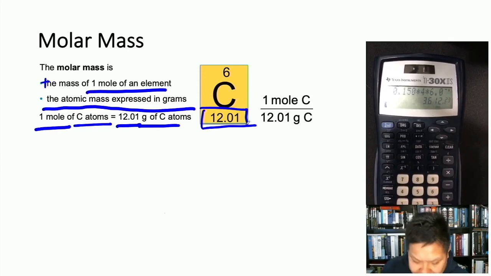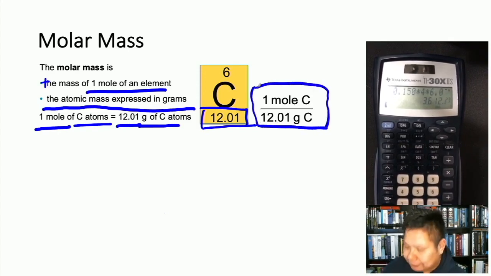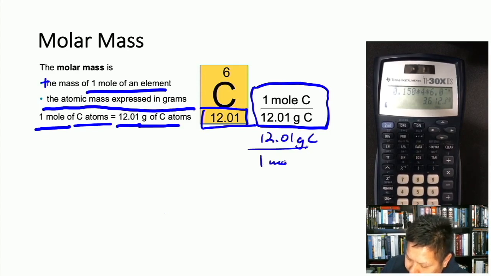So we can use that then as a conversion factor, where 1 mole of carbon is 12.01 grams of carbon. Or you can write it the other way, 12.01 grams of carbon per 1 mole of carbon, right? Either way is correct.